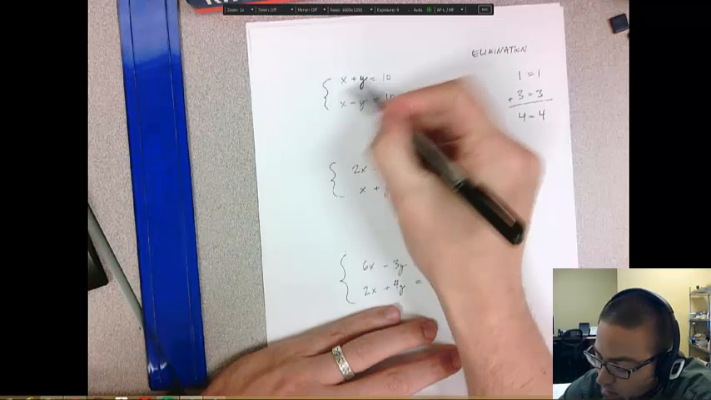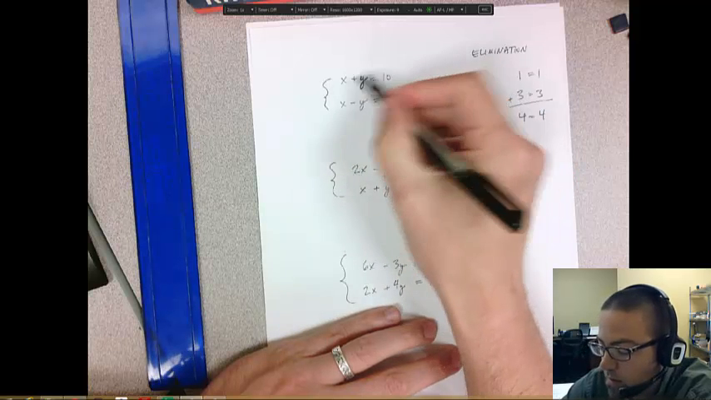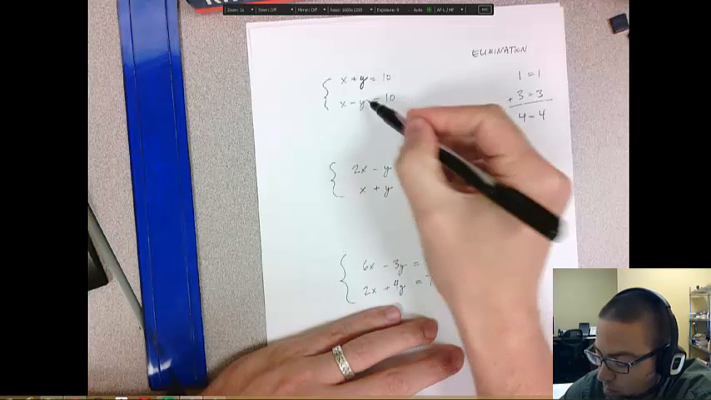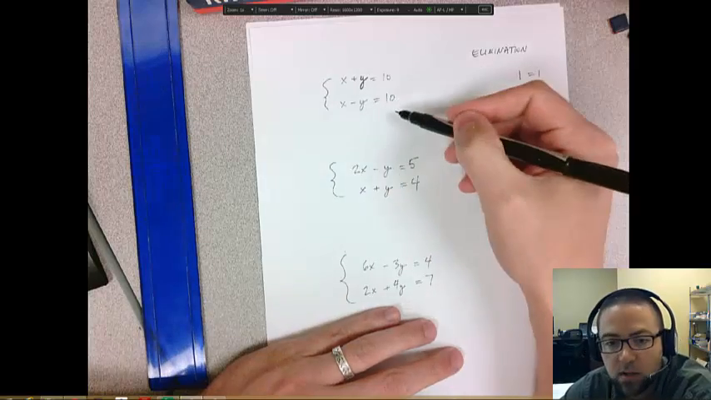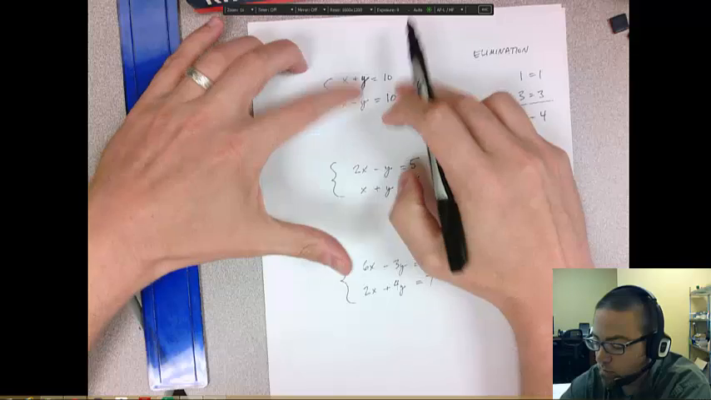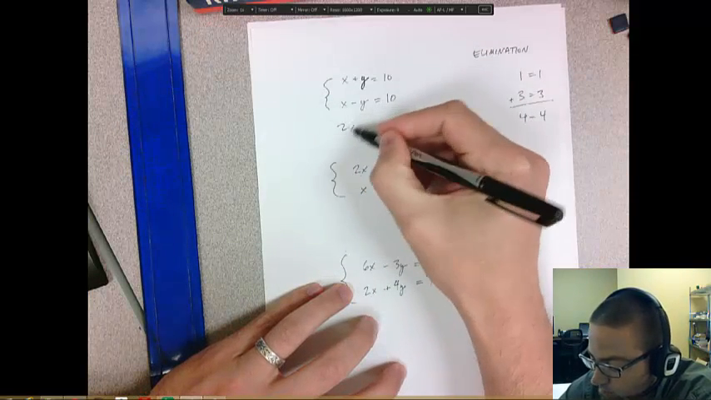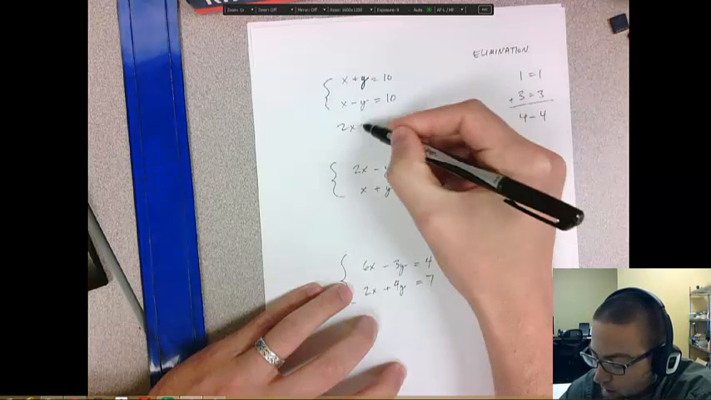This x plus y is equal to 10, right? Whatever x and y are, they together are equal to 10, and x minus y, whatever they are, when I take the difference of them, it equals 10. So I have basically 10 equals 10 and 10 equals 10. So I can add them together and get 2 x's. And then y minus y makes 0. So 0 y's.